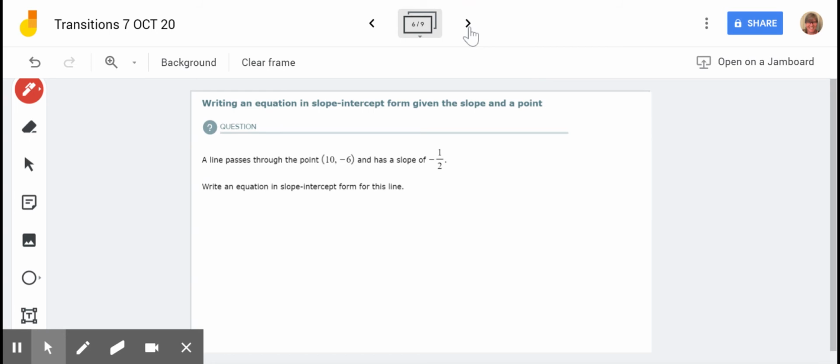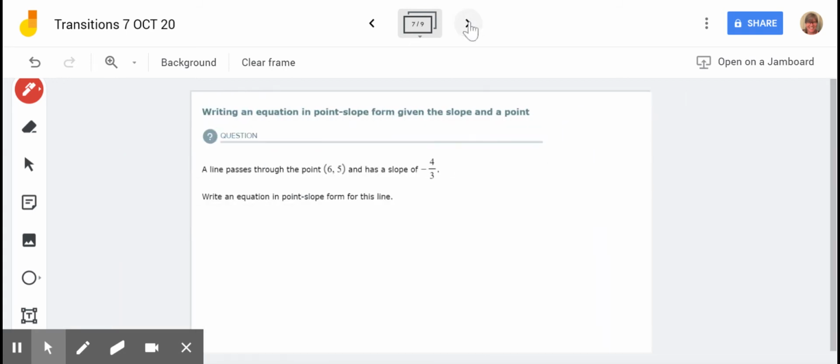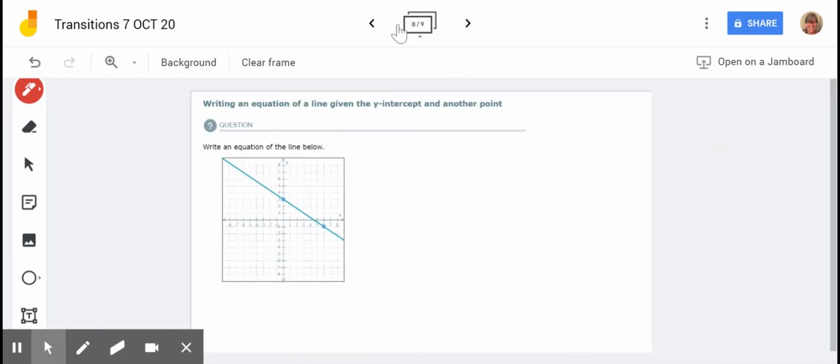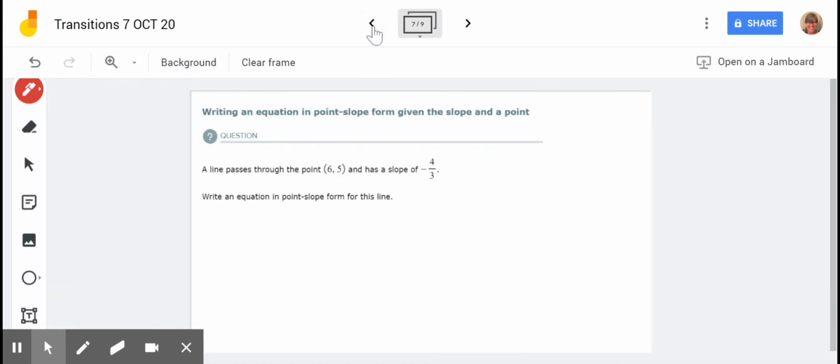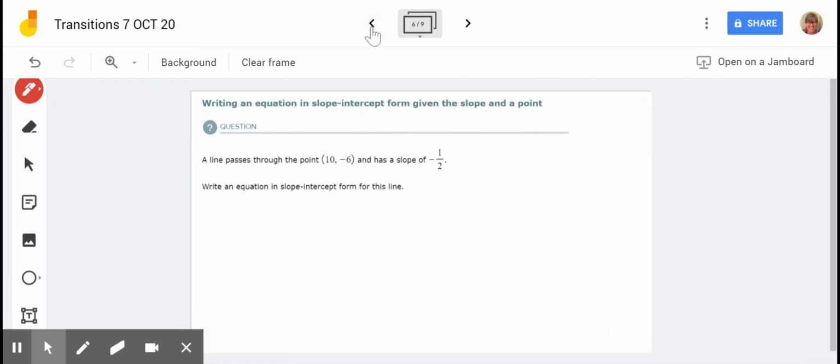Moving on. A line passes through the point (10, negative 6) and has a slope of negative 1/2. Write an equation in slope-intercept form for this line. The next 3 problems are all basically very similar. This is the hardest. No. The hardest place we're going to get is writing an equation of a line given 2 points, and that'll be tomorrow.